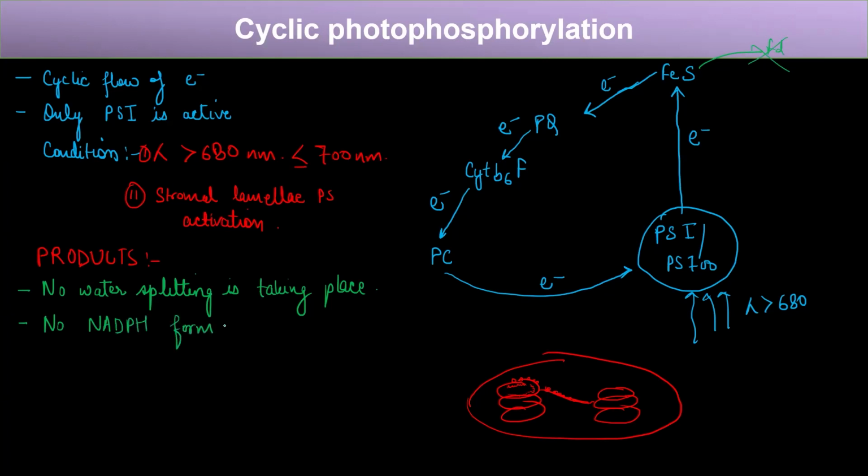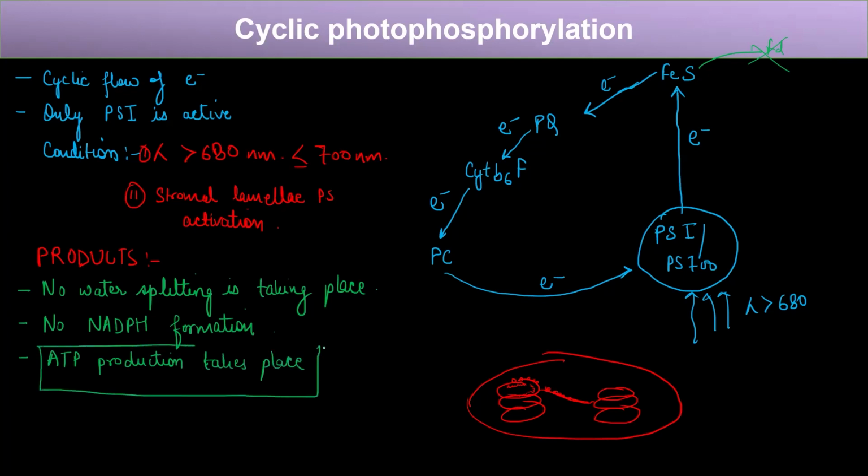And thirdly, in this case ATP production will take place, because for ATP production a whole different machinery is used that we will see in the next slide. So here, ATP production takes place. In this case, the product that is formed is only ATP. No NADPH, no water splitting, nothing. Only ATP production is happening.